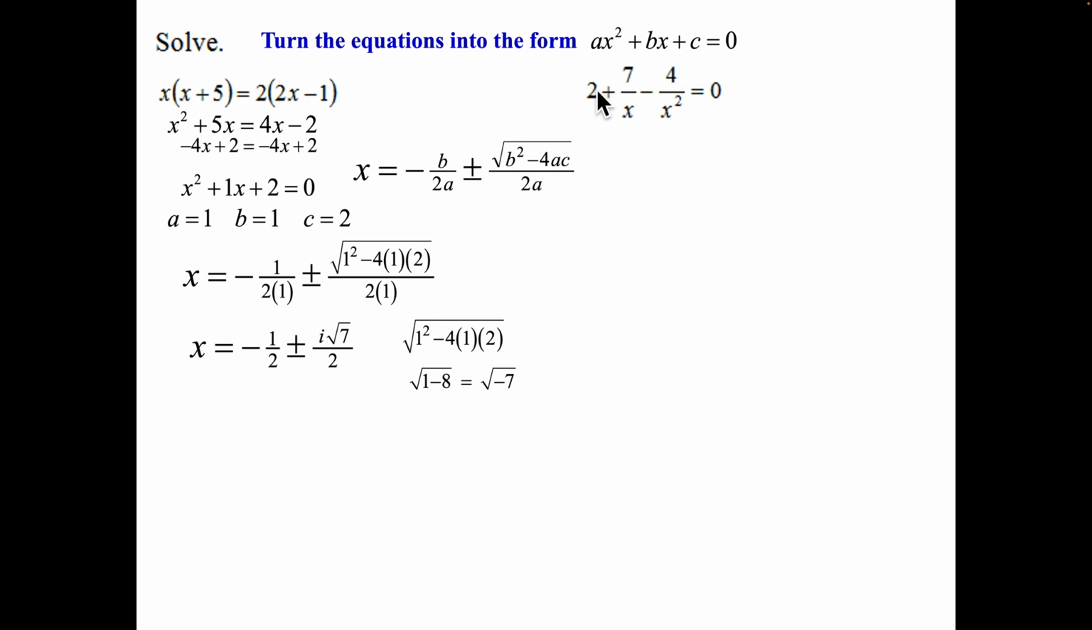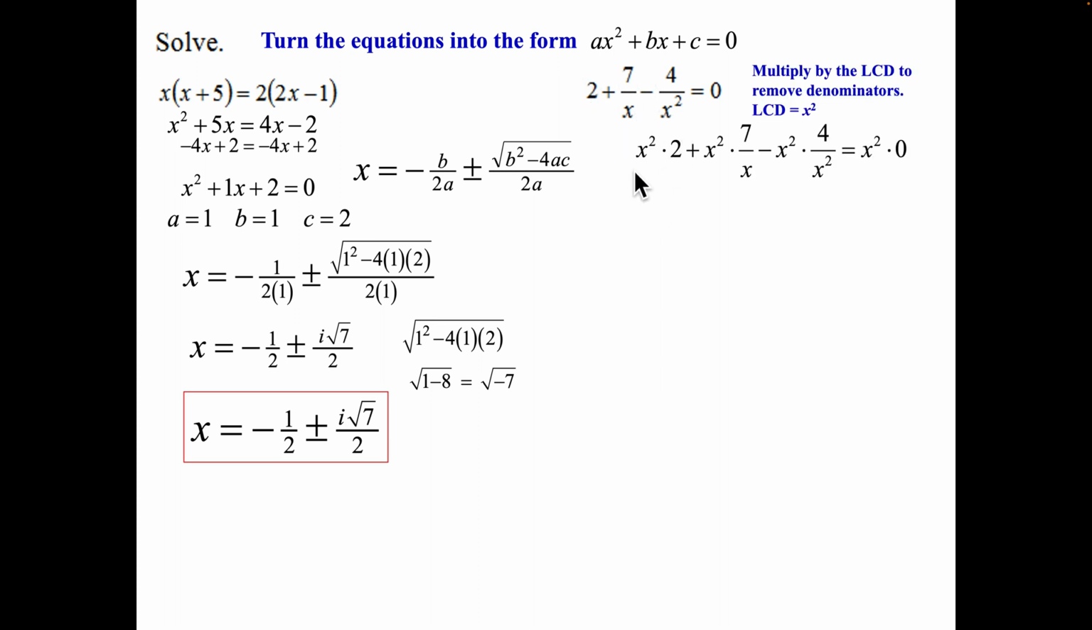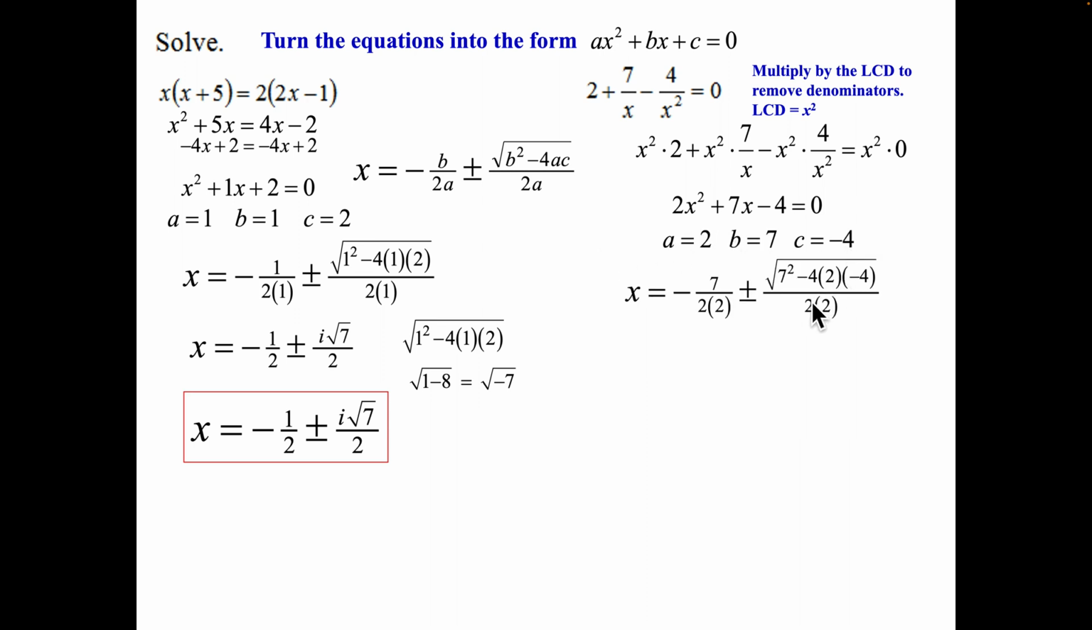Over here, we need to get the x's out of the denominator, so we multiply everybody by x squared. So x squared times 2 is 2x squared. Here we'll cancel an x to give us 7x. Here the x squareds cancel to give us minus 4, and x squared times 0 is 0. So a is 2, b is 7, c is negative 4. Go to our quadratic formula. We have negative 7 over 2 times 2. Nothing's going to simplify, so therefore nothing should simplify over here as well. So we're going to get negative 7 over 4 plus or minus something over 4.